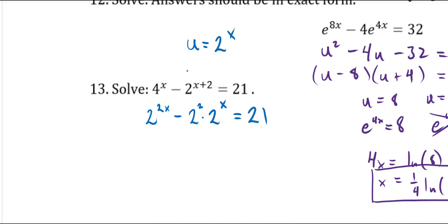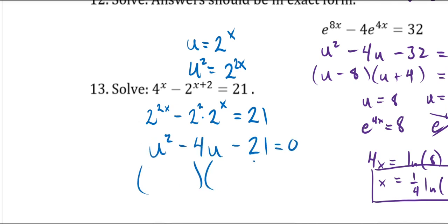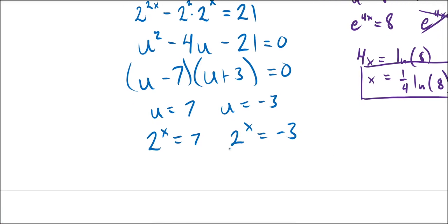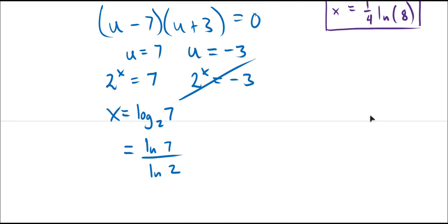If I make a substitution like this, then u squared is going to be equal to 2 to the x squared, which is 2 to the 2x. And so we wind up with something now that looks like this. This is a polynomial that I can factor to give me u equals 7 and u equals minus 3 for solutions. But remember, u is actually 2 to the x. And so I can't really take this 2 to the x and have that be equal to minus 3. 2 to the x is never negative. So this isn't really a solution set. On the other hand, on this side, I can take the log base 2 of both sides to give me a solution.